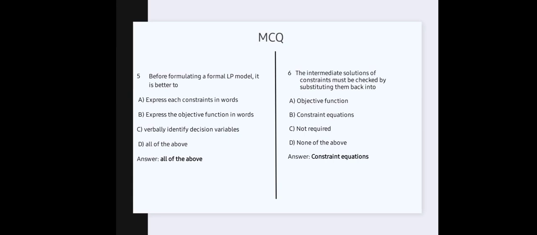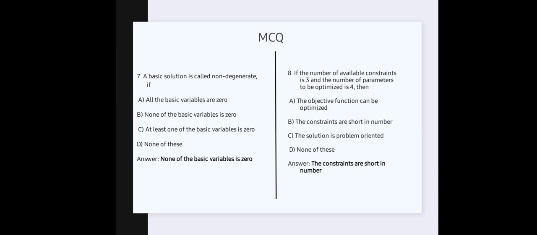The intermediate solution of the constraint may be checked by substituting them back into the constraint equation. The basic solution is called non-degenerate if none of the basic variables is 0. If the number of available constraints is 3 and the number of parameters to be optimized is 4, then the constraints are short in number.